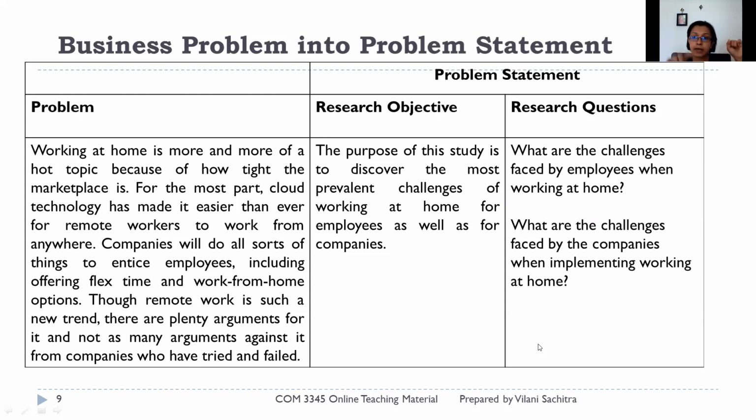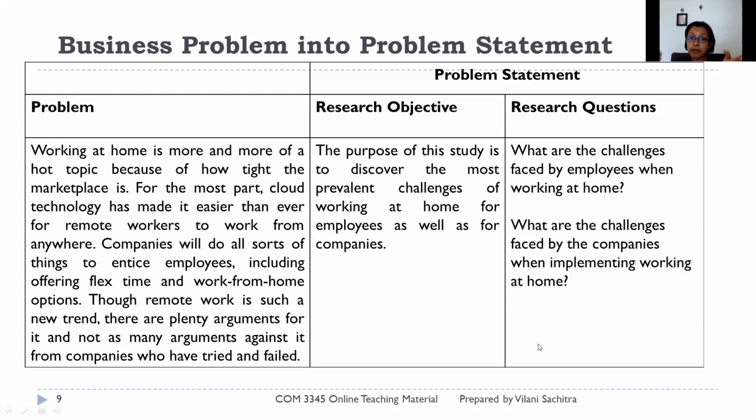like this, right? What are the economical challenges faced by employees when working at home? If we take challenges from a broad perspective in your objective, then we can ask separate questions. What are the economical challenges employees face? What are the psychological challenges employees face? What are the social challenges employees face? What are the technological challenges employees face? You see, the objective is to identify the challenges, and those challenges we can divide into different questions.